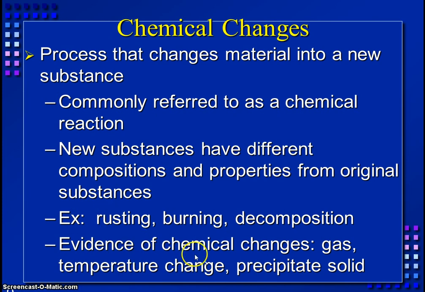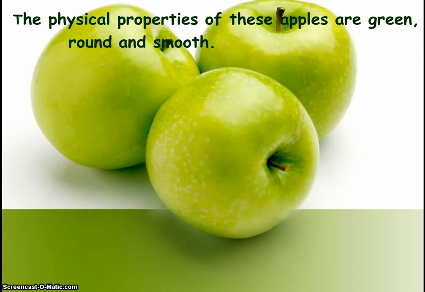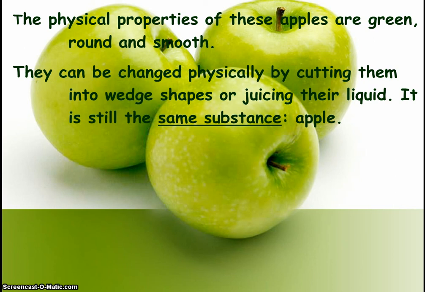And we know that there's evidence of chemical changes that helps us identify that a change is taking place: the production of a gas, a temperature change, or a precipitate solid that was formed. If you look at these apples, guys, they are very pretty. They have physical properties that are green and round and smooth. In a physical change example, we could cut them into wedge shapes. We could juice them and get their liquid. I still have an apple though, even though it's in liquid form or I've changed the shape, it's still the same substance, the same material. So that's an example of a physical change.